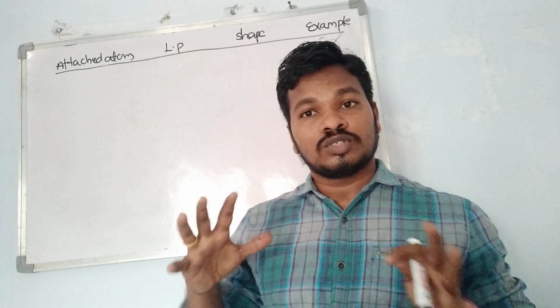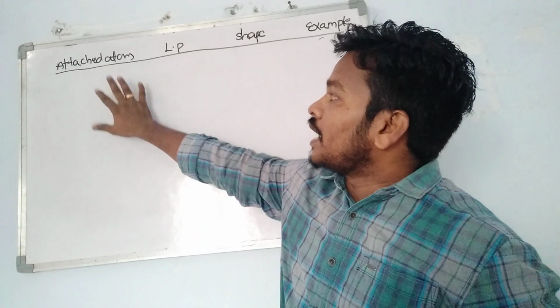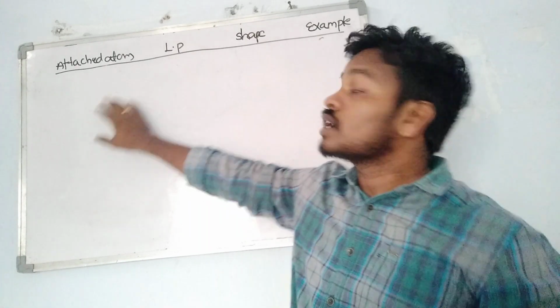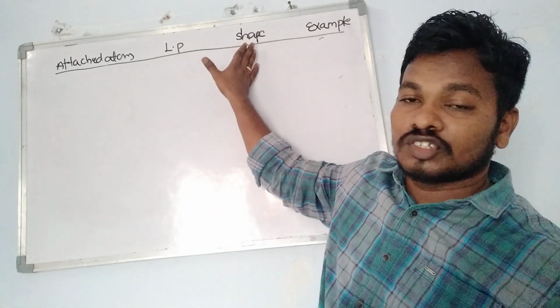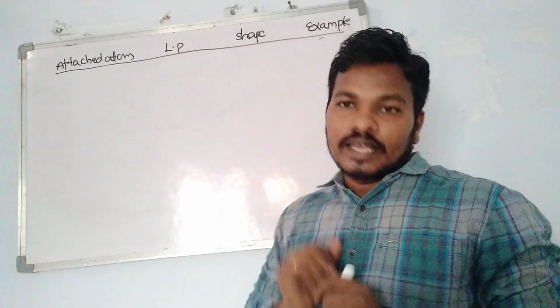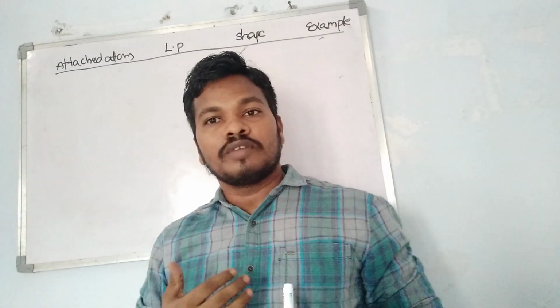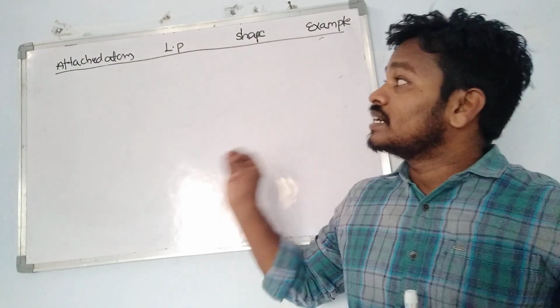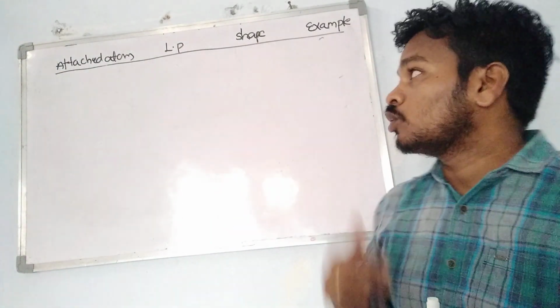Here I am going to show a trick with the help of the attached atoms. The first column is the bond electron pair. The next one is the lone pair. The next one is the shape. The fourth one is the example. So first we start with the bonding electron pairs of two, where the central atom is attached with two atoms.